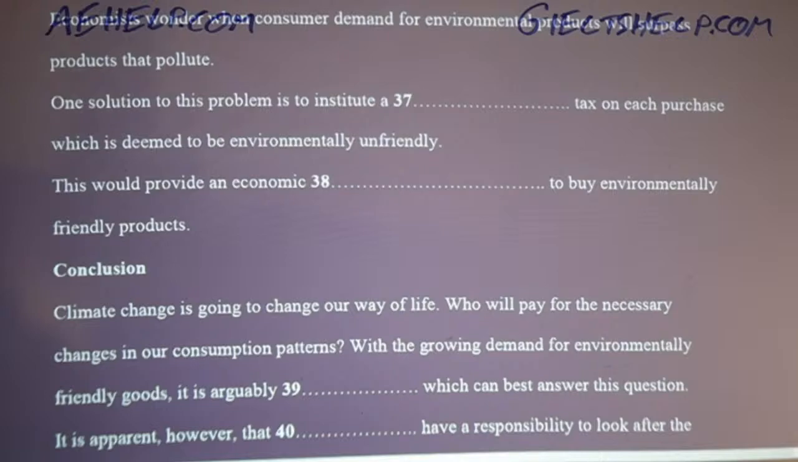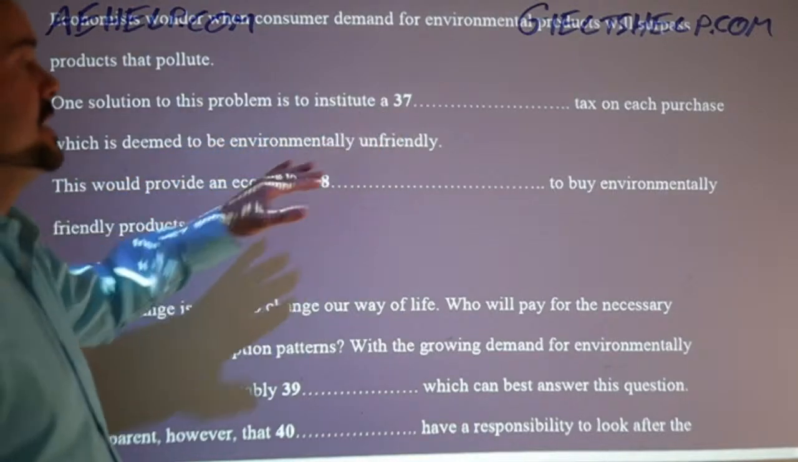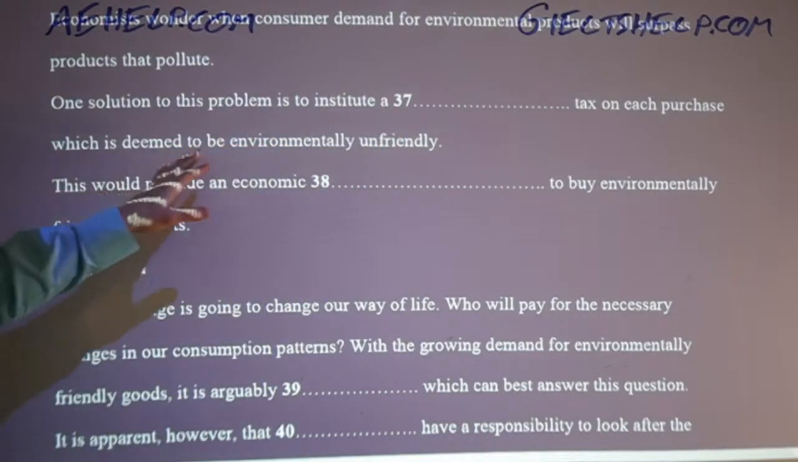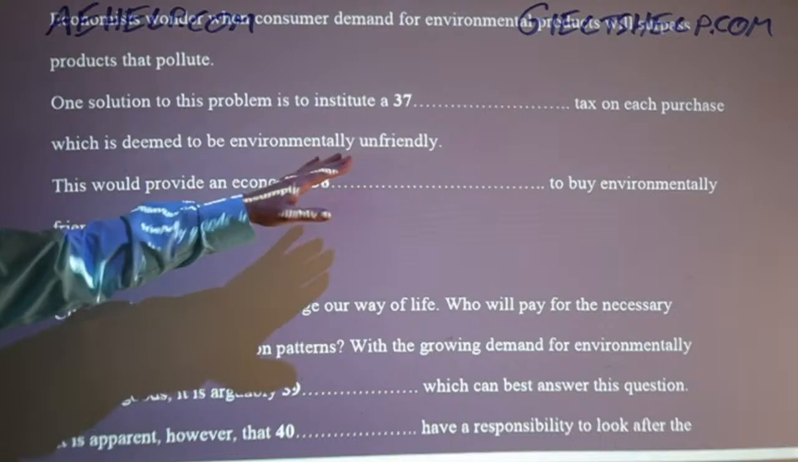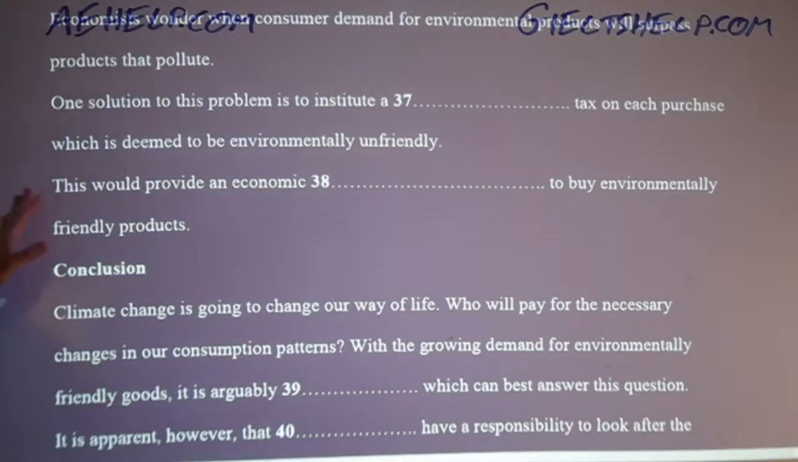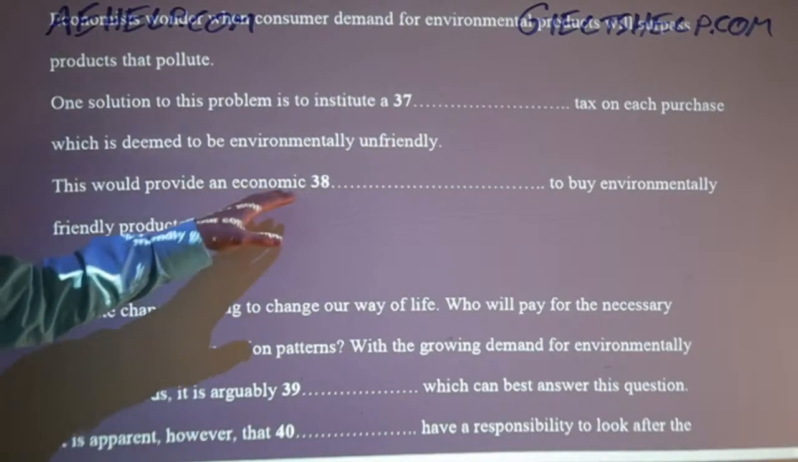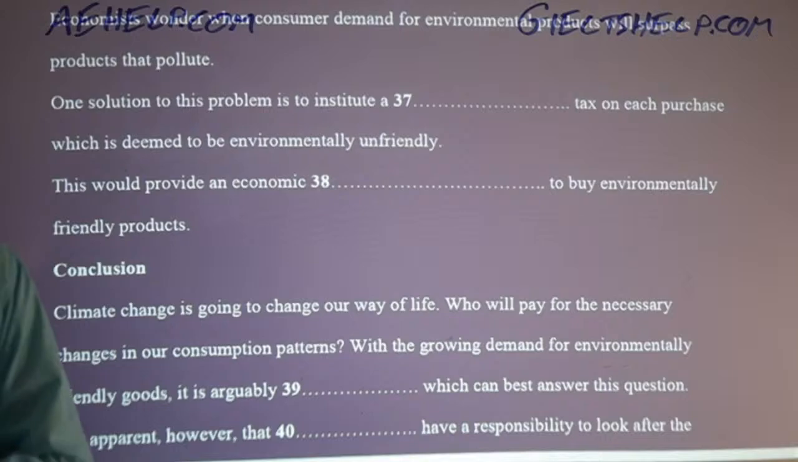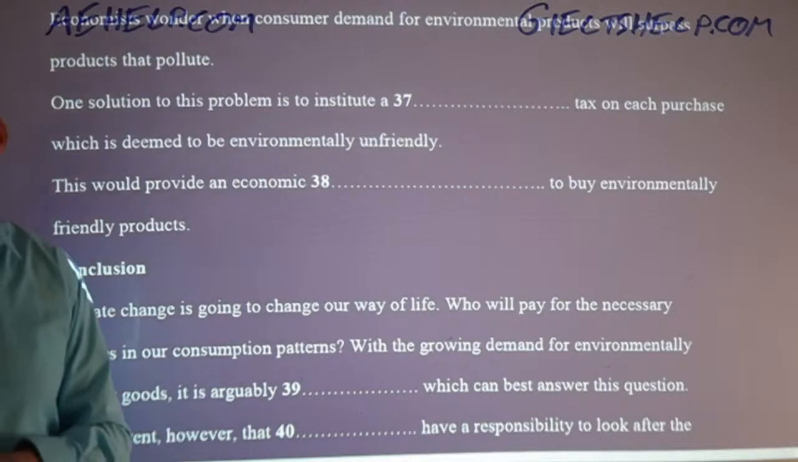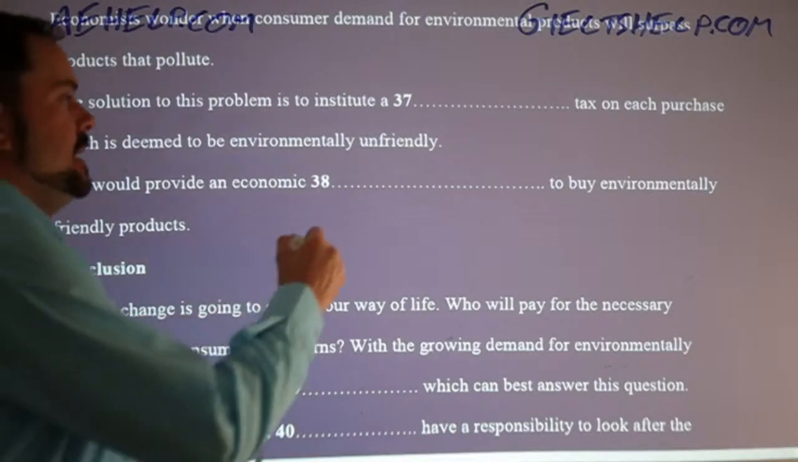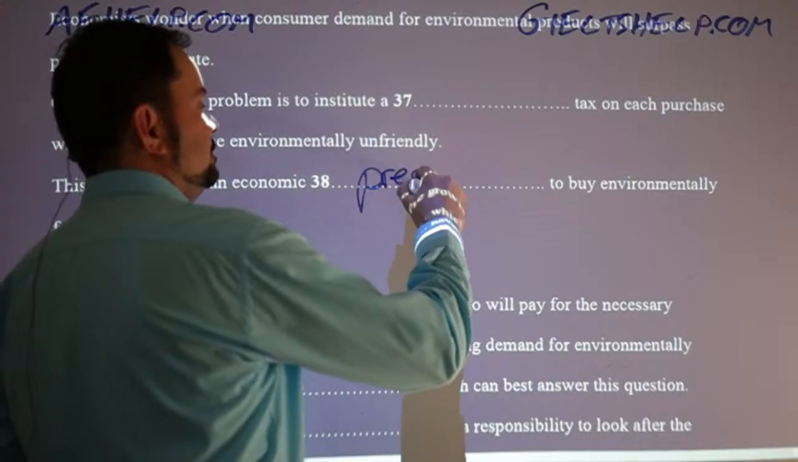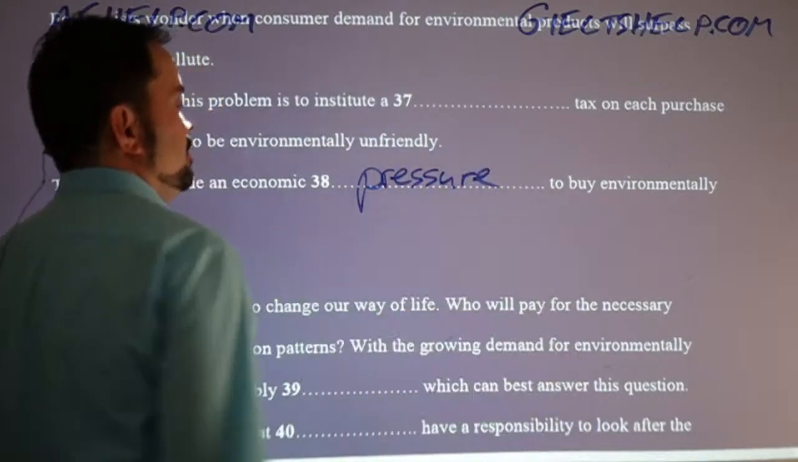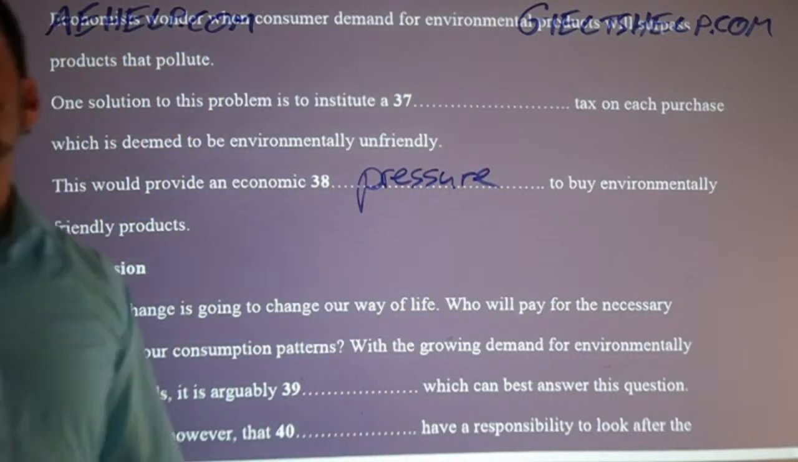Okay, so institute a true cost tax on each purchase which is deemed to be environmentally unfriendly. This would provide an economic something to buy environmentally friendly products. What is it? Drago Up says pressure. Diorbek and Blueberry agree. Yeah, pressure. Economic pressure, right?